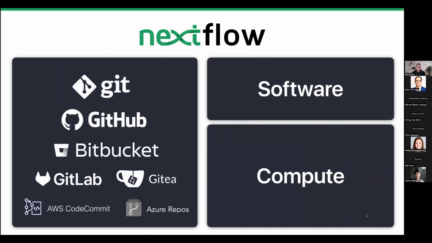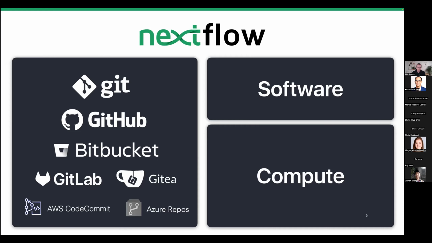So Nextflow has built-in support to handle where your code lives, so typically in a Git repository. So you can share your pipeline code on GitHub or Bitbucket or any of these providers, and then just do nextflow run of the name of the repository, and Nextflow will automatically fetch that pipeline and manage versions and branches and tags for you.